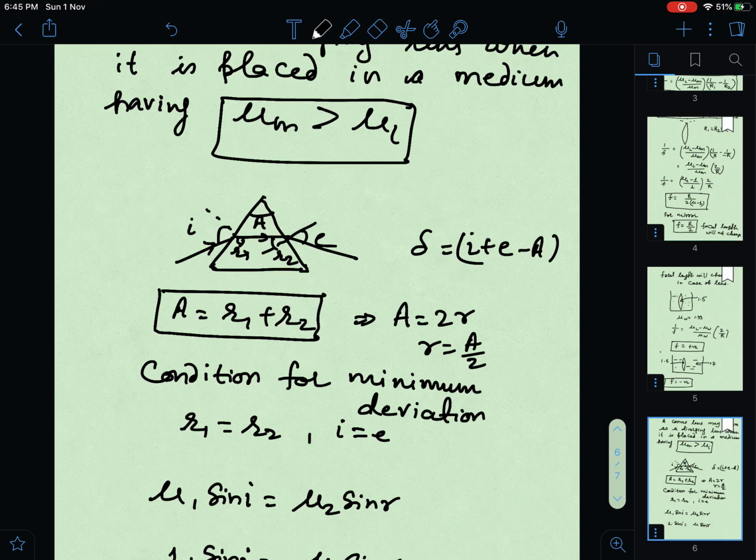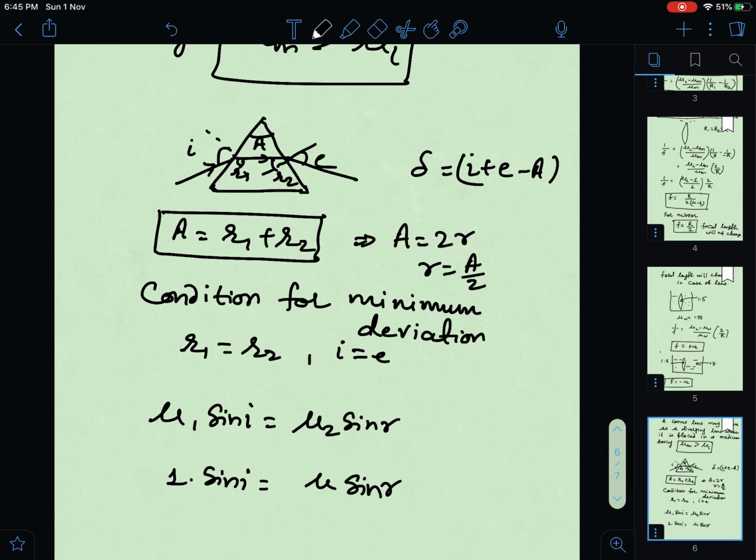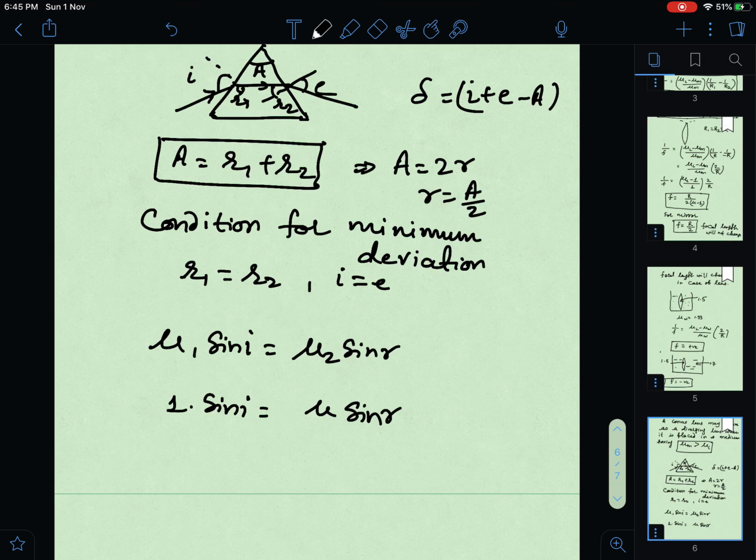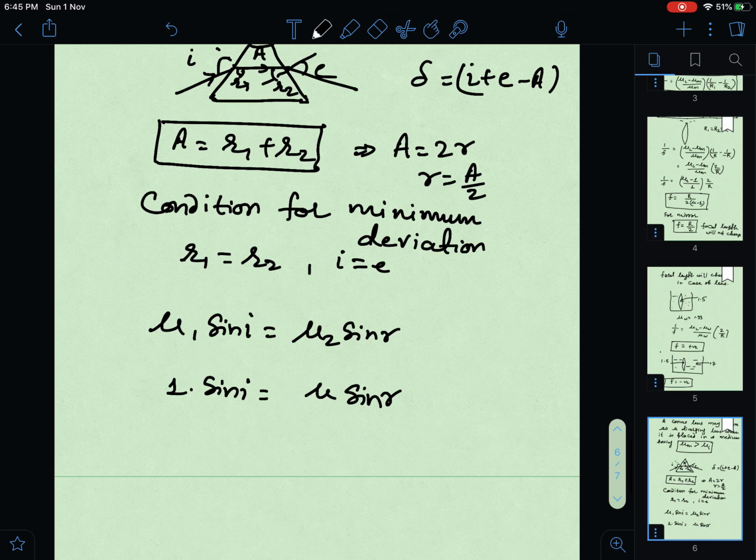All these formulas which I am telling you, you should consult from the book and check, and if you find anything wrong, you can also tell me. So I plus E minus A is nothing but twice I minus A.